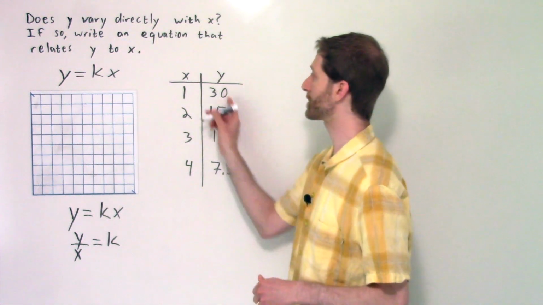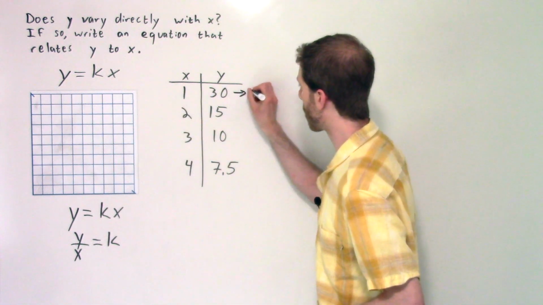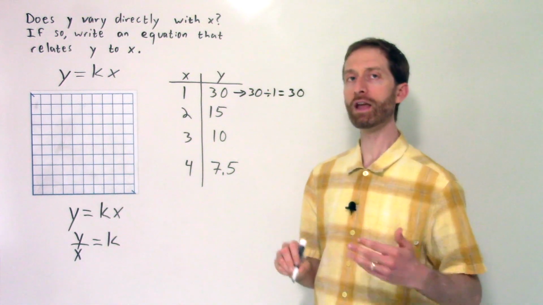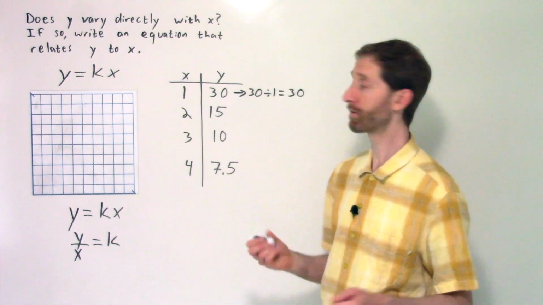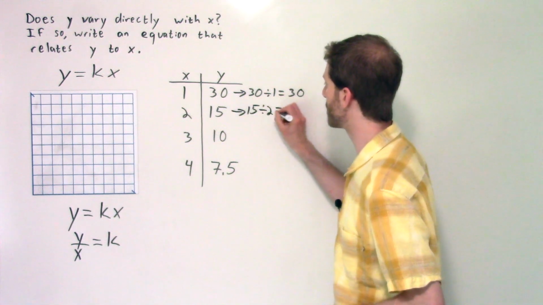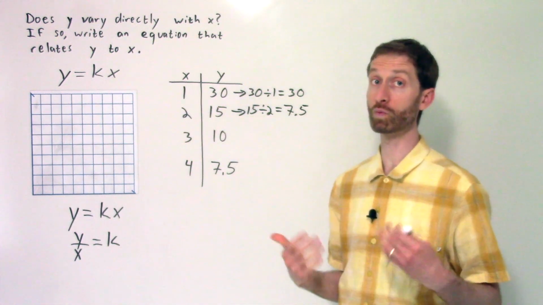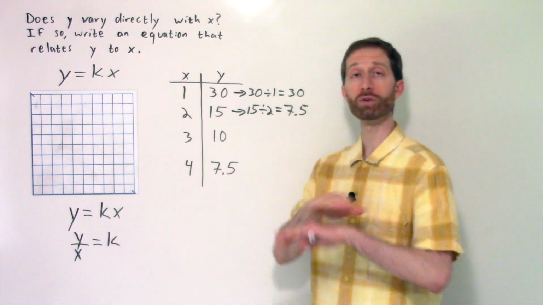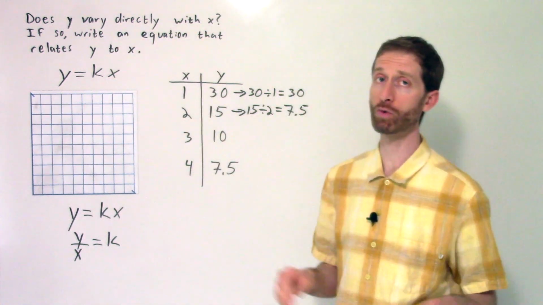So we're going to do that same test now with this data. We'll take y and divide it by x. Well, that would be 30 divided by 1. So 30 divided by 1 is equal to 30. So if we get 30 every single time, then we will have a constant of variation of 30 and direct variation. We'll try 15 divided by, oh, no, I think that's where the buck stops. 15 divided by 2 is 7.5. There's no need to test any further because what we've realized is we do not have a constant of variation when we solve for k. So this is not a situation where y varies directly with x, so there's no direct variation.